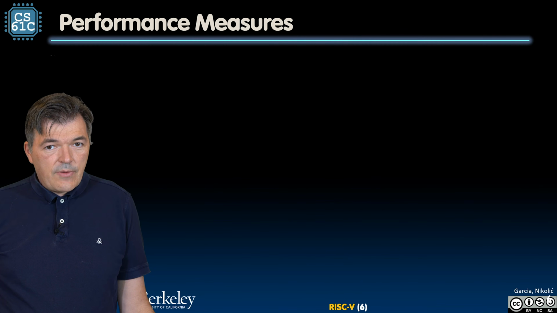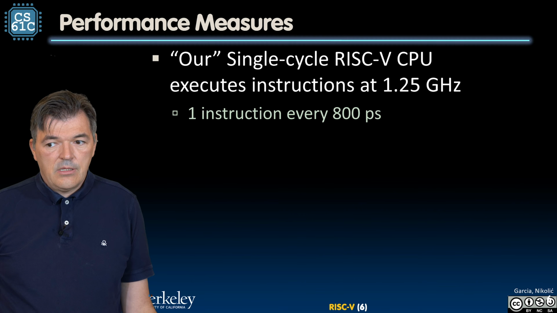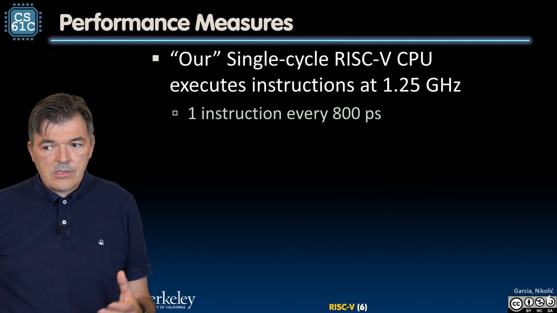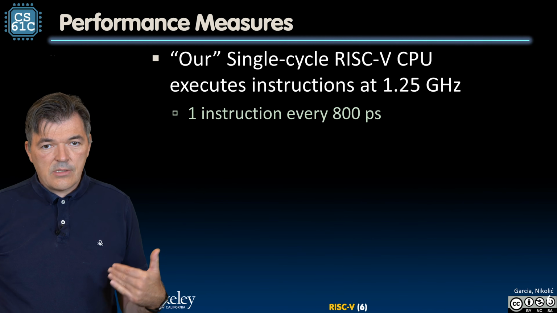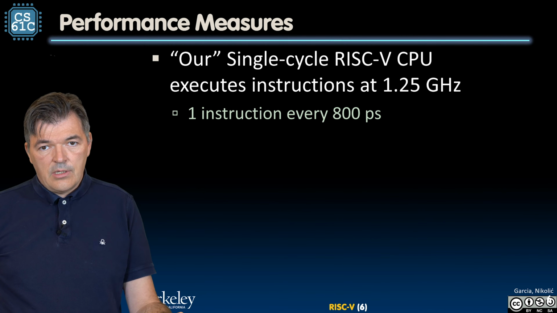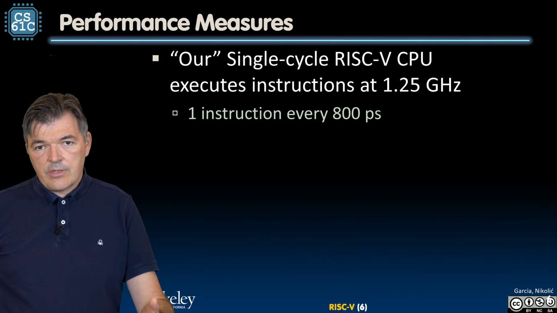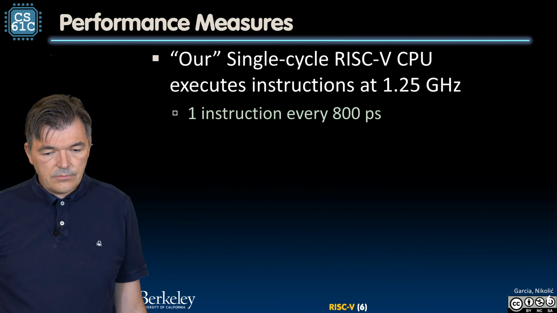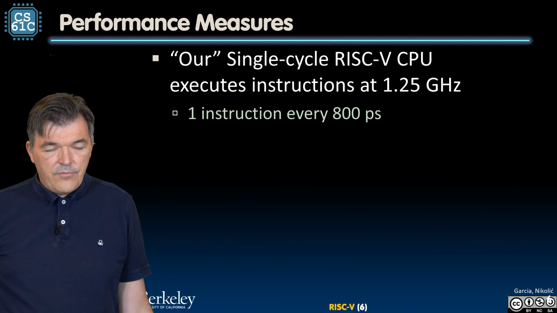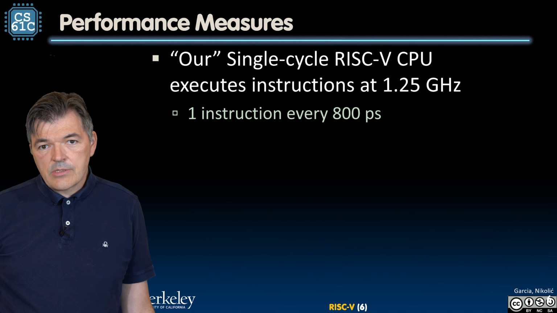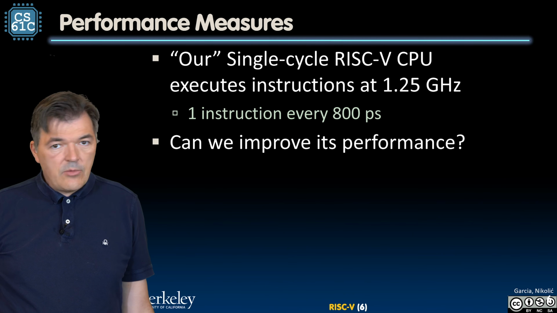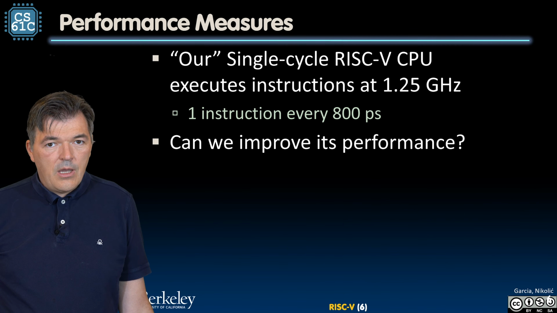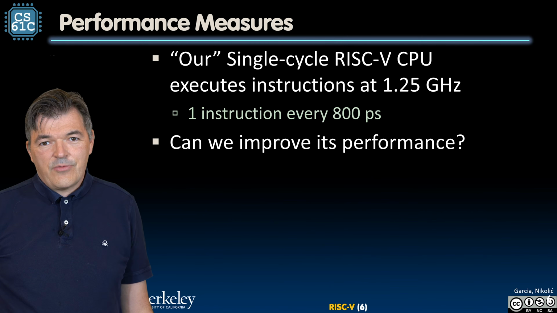And that was one measure of performance. So our single cycle CPU can execute instructions at 1.25 gigahertz. That means that it can start an instruction and complete it within 800 picoseconds, and then start another one that would also take 800 picoseconds, and so on. It would finish 1.25 billion instructions per second. So the question here is, can we do better than that? And is that the only measure of performance?